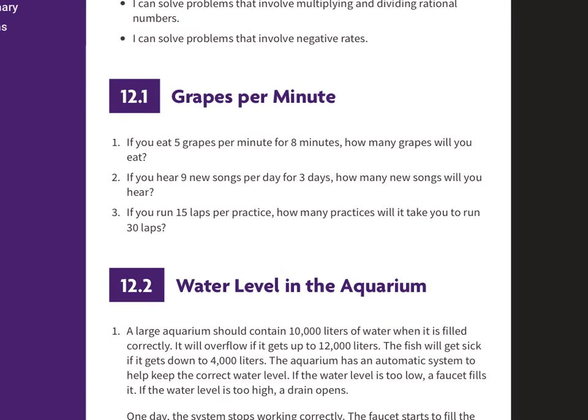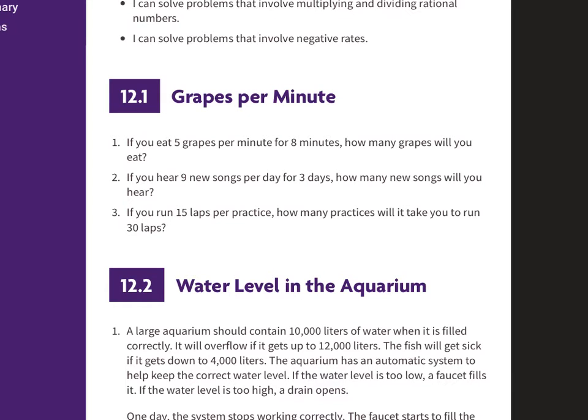So, grapes per minute. If you eat 5 grapes per minute for 8 minutes, how many grapes will you eat? If you hear 9 new songs per day for 3 days, how many songs will you hear? And if you run 15 laps per practice, how many practices will it take you to run 30 laps? Go ahead and pause it, answer the questions, and then when you're finished, go ahead and hit start, and we'll get going.